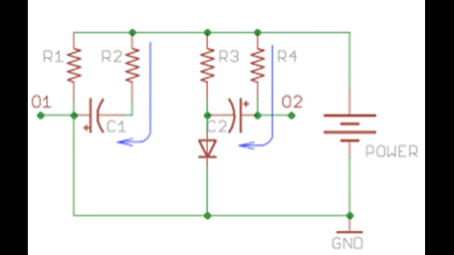Now comes stage 2. During this period, output O1 will remain low and output O2 will quickly rise to VCC due to the charging of C2 through a small resistor R4. At the same time, C1 charges through R2. Now you can predict what's going to happen.